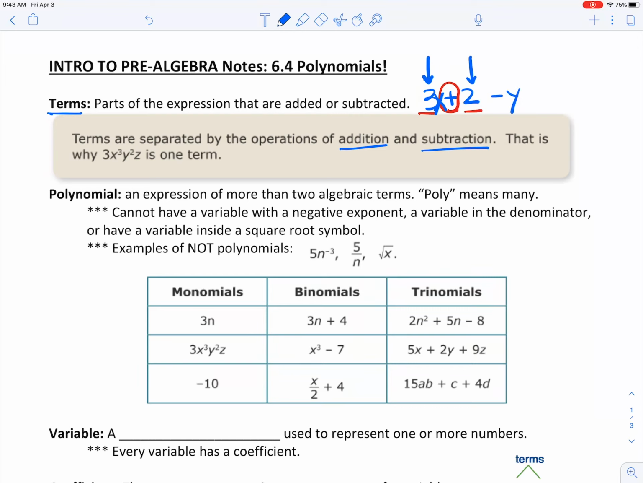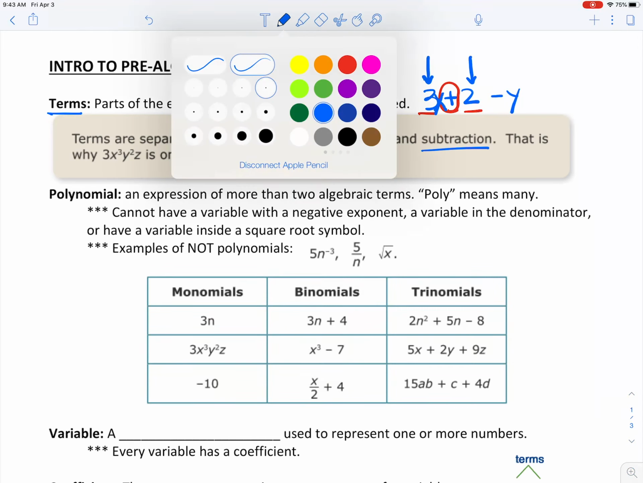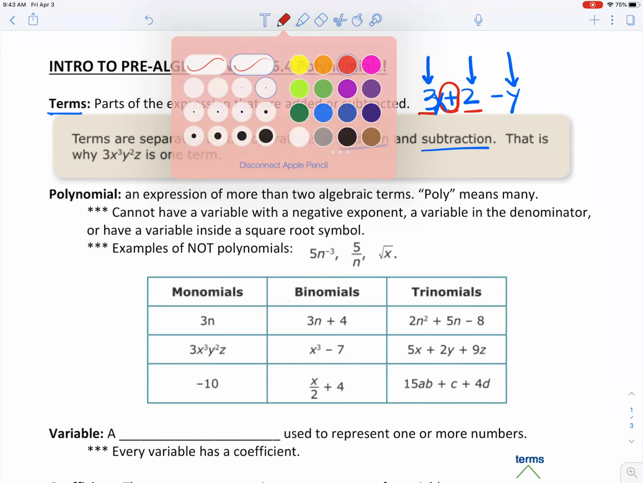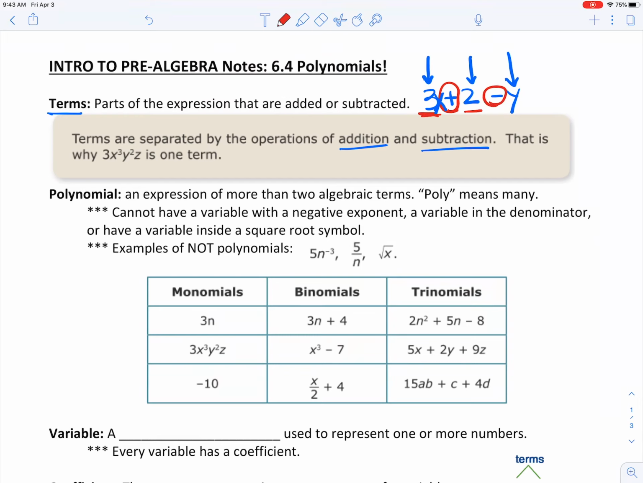Now, if I did like minus a y, well, now we've added a new term, okay? Because now we have another operation here, the subtraction sign. And so now we have 1, 2, 3 terms. Now, what I was talking about down here is that if you do not see an addition or subtraction sign, it's all just one term. So for example, if I had 3 times 2 x y squared, right? There's a lot going on in this one, but there is no addition or subtraction sign. So this entire thing is just one term.